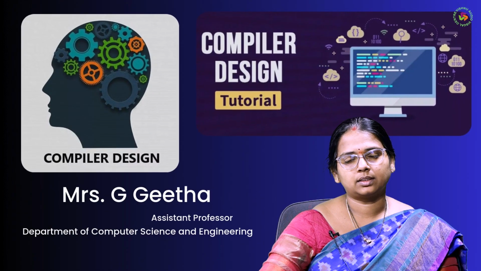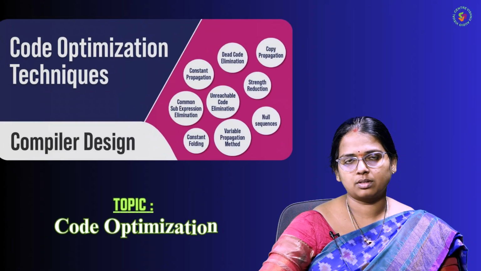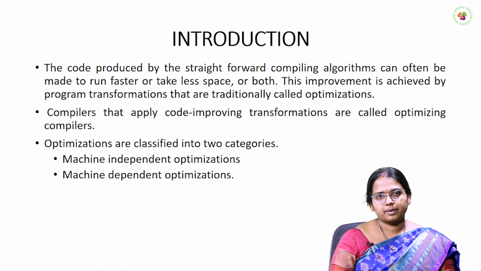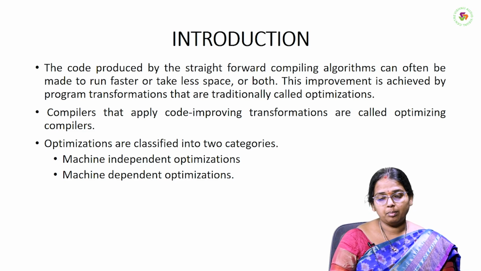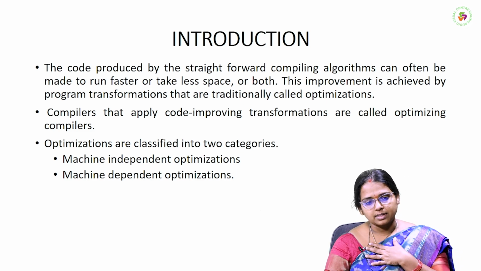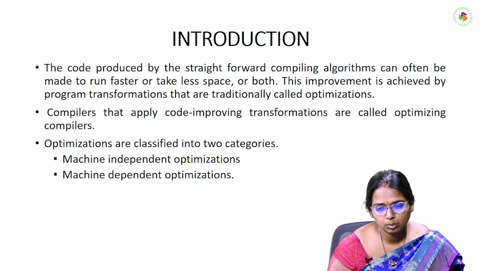Hi, today we'll discuss Unit 5, code optimization in compiler design. Code produced by any compiling algorithm can also be modified so that it runs faster, takes less space, or both. Making the code run faster or improving its space usage through transformations is traditionally called optimization. Compilers that apply code-improving transformations are called optimizing compilers.